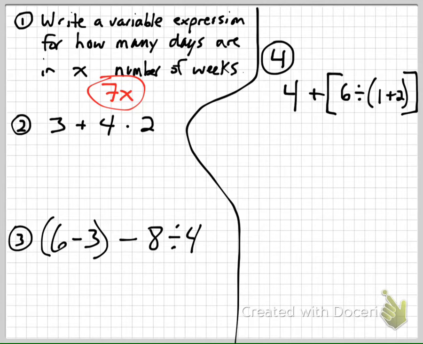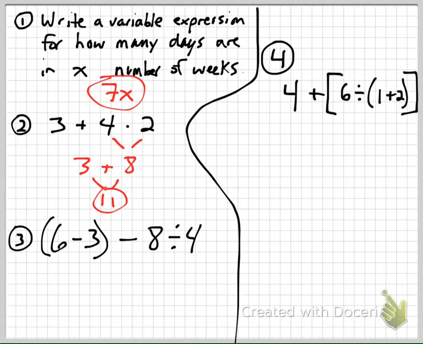Number 2, order of operations. We consult the order of operations. The first thing is parentheses. Do you see any? No. Any exponents? No. Any multiply or divide? Yes. You have to deal with this. 4 times 2 is 8. Bring the rest down. 3 plus 8 is 11. The answer is 11. Rules don't change. Dot if it's right, slash if it's wrong. Each one should have a mark.